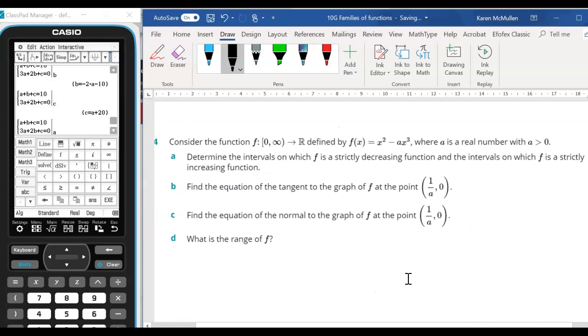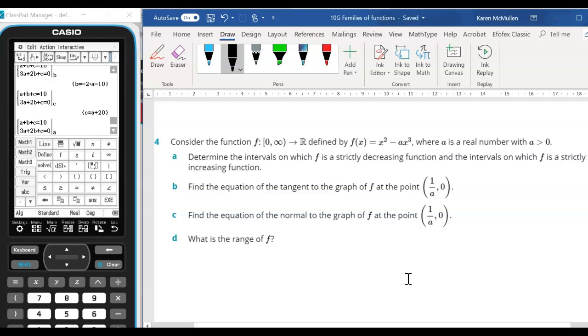All right, might stop after question 4 and do a second video. All right, consider the function blah, blah, blah, where a is a real number with a is greater than 0. So that is extremely important. A is greater than 0. And we've also got a domain here, 0 to infinity, which is important. All right, so that's a restriction on your x value. It's got nothing to do with a. Okay. All right, determine the intervals on which f is strictly decreasing and the intervals on which f is strictly increasing.